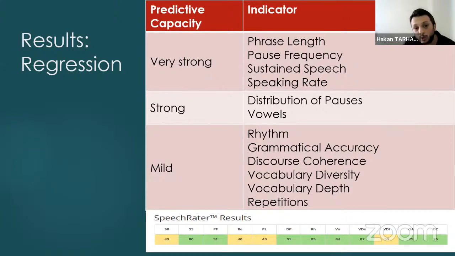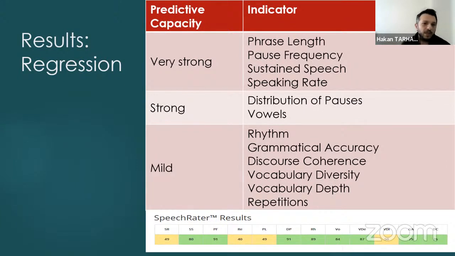So our analysis showed that phrase length, pause frequency, sustained speech, and speaking rate are the strongest predictors of the final score. And distribution of pauses and vowels were again strong predictors, but the others, rhythm, grammatical accuracy, discourse coherence, vocabulary diversity, depth, and repetitions, had a considerable predictive capacity, but their predictive values were lower than the first 6.